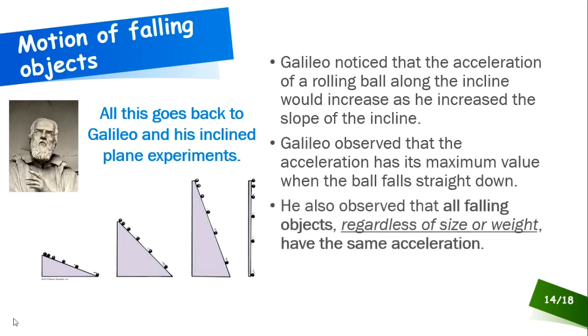The other thing he noticed is that whatever it was that he was falling, because remember, he did those experiments from the Leaning Tower of Pisa before the church put him under house arrest. And one of the things that he learned from that experiment was that all falling objects, regardless of size or weight, have the same acceleration. Now, this is where some students get confused. It's not the same velocity. It's the same acceleration.